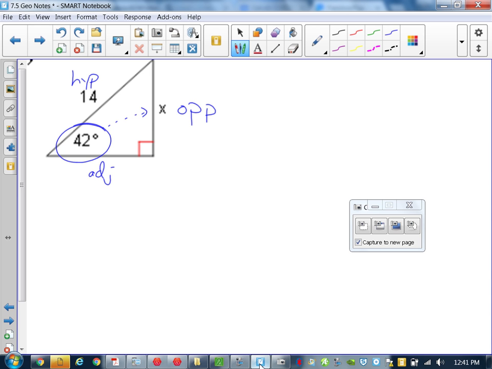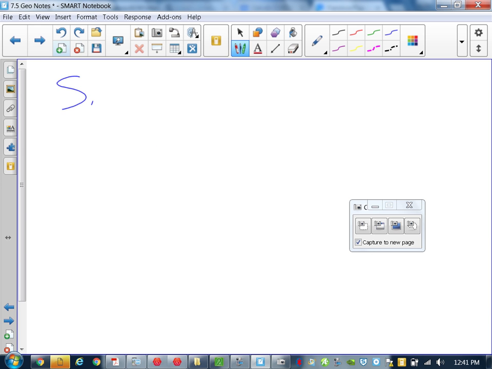Now, the reason I'm getting you guys to write all this stuff out is because it's going to show you what's happening with those 3 little buttons on your calculator. Because if you know which side lengths you're dealing with, you will know which of those 3 buttons you're going to use eventually to solve problems.